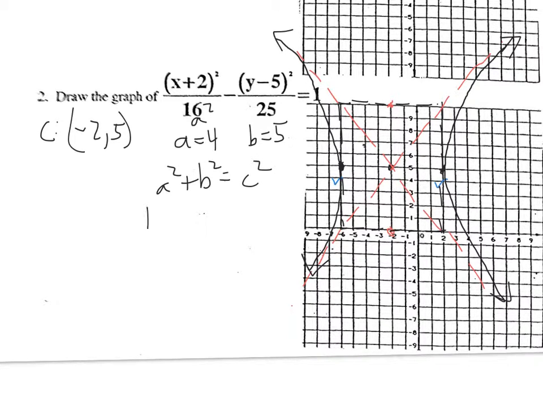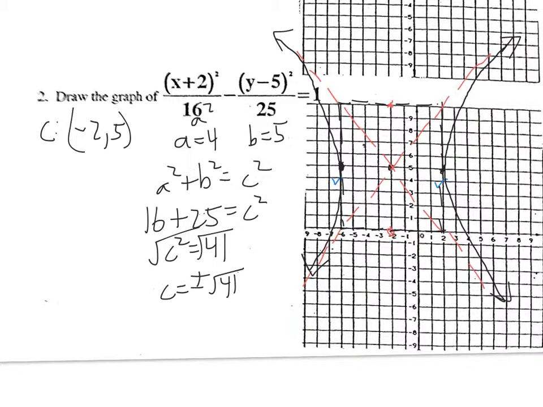Well, I know a squared is 16. I know b squared is 25. That means c squared equals 41. And when I square root that, I get c to be plus or minus radical 41. Remember, c, just like in the ellipse, is the distance from the center to the focal points. So from the center, negative 2, 5, we're going to go right and left radical 41, which is about 6.4. So from the center, go right, 1, 2, 3, 4, 5, 6.4, put a point, and go left about 6.4. And there are the focal points right there.